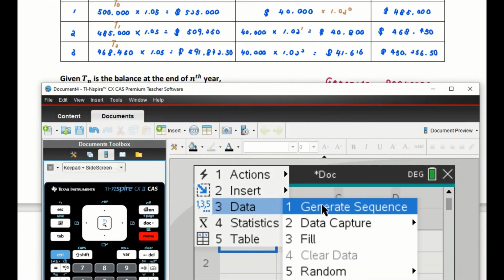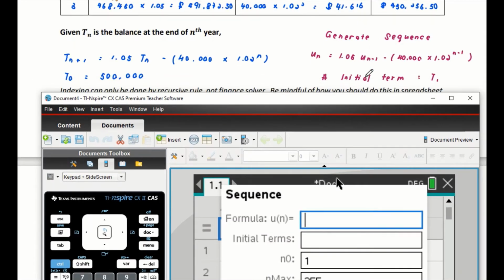So menu, data, generate the sequence. Okay, same thing. Remember to type in exactly the same. 1.05 multiply Un minus 1. Okay, minus, put in a bracket, 40,000 multiply 1.02 power n minus 1. Then bracket 1 for n minus 1 and 1 for the 40,000. Alright, reaching this step, I hope that you are alright.